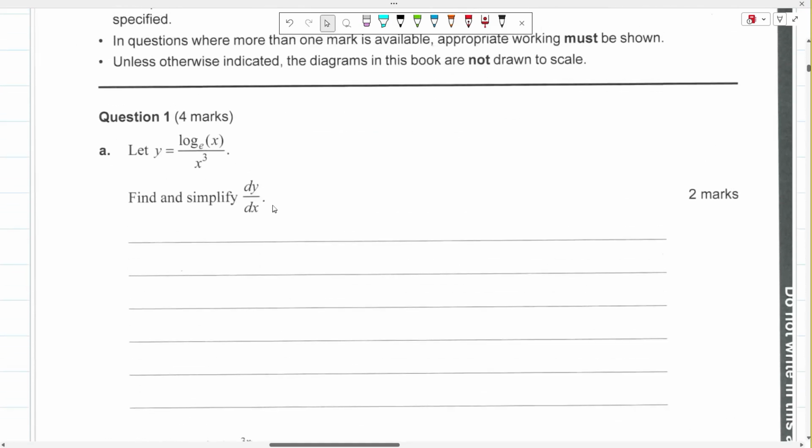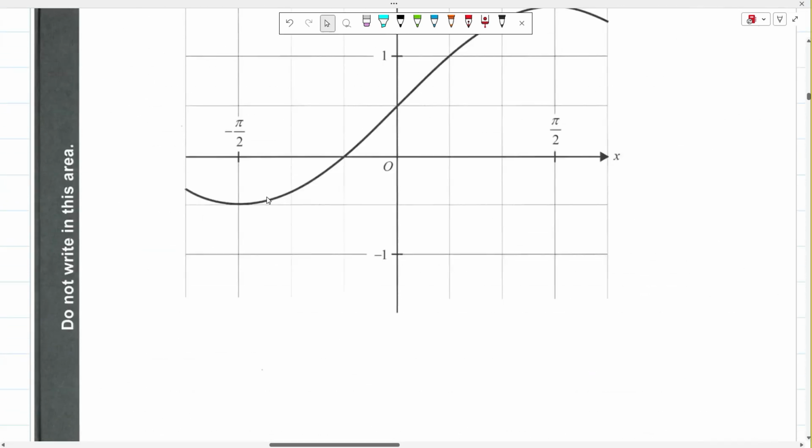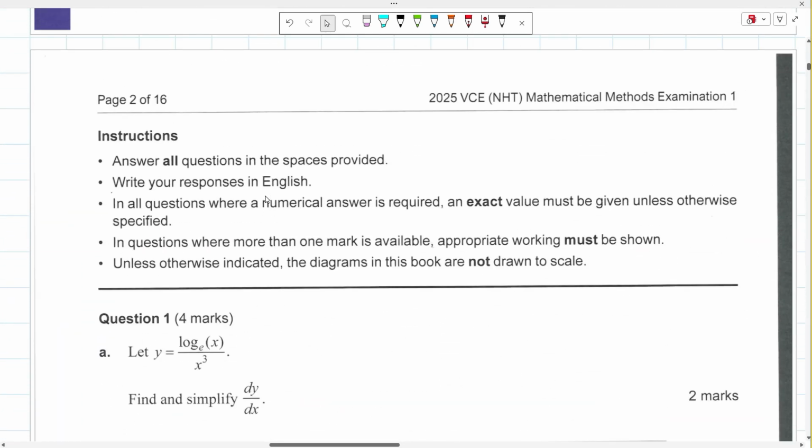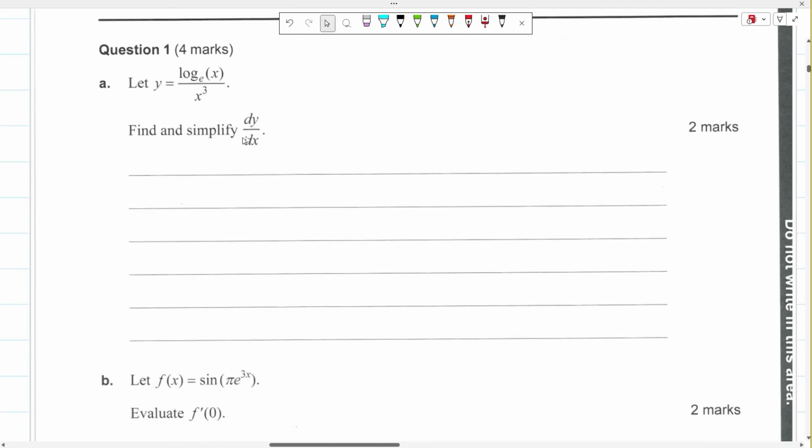Right now, I've heard this exam is quite tricky. I just looked through it. It does look a little bit difficult, but let's try our best to get through this. So let's start straight away with question one. And question one, as always for exam one, is asking us to find just a simple derivative.